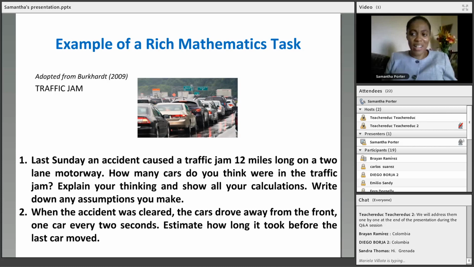Number 2, when the accident was cleared, the car drove away from the front one car every 2 seconds. Estimate how long it took before the last car moved.